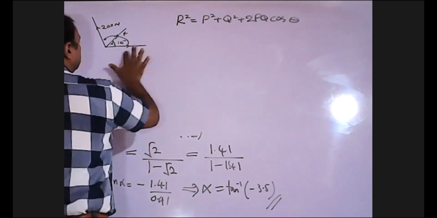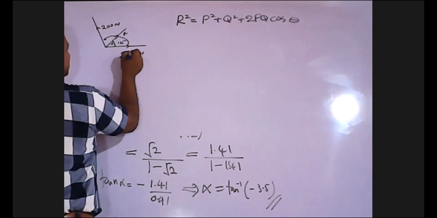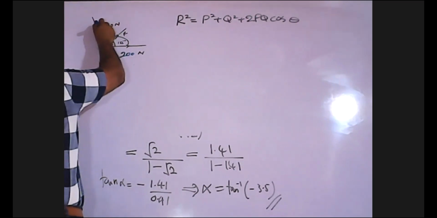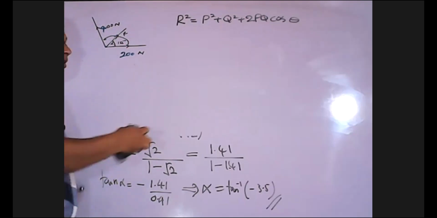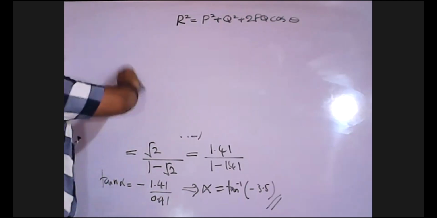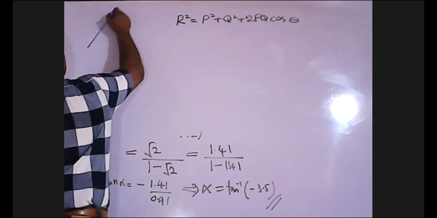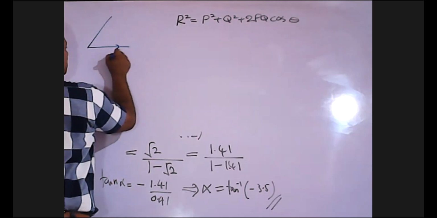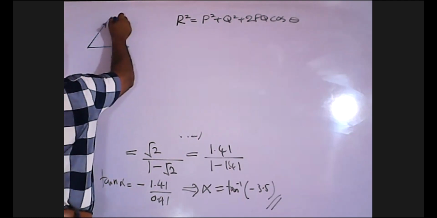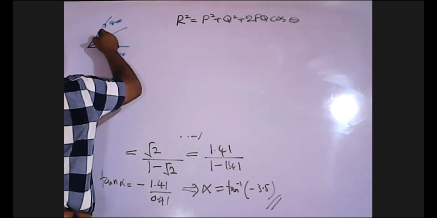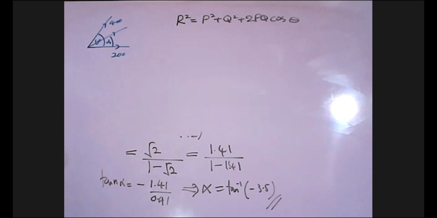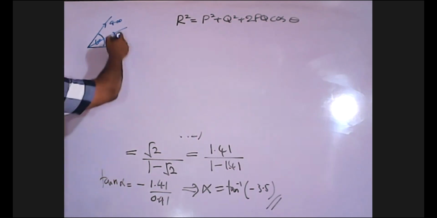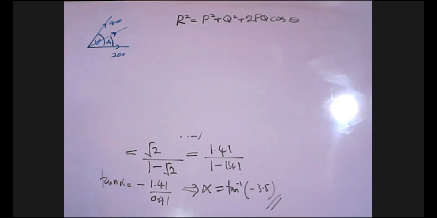The final one. This is 200. This is 400. This one is 60. Theta is 60, no? You can simply draw this diagram, okay? 200, 400, and this is half.